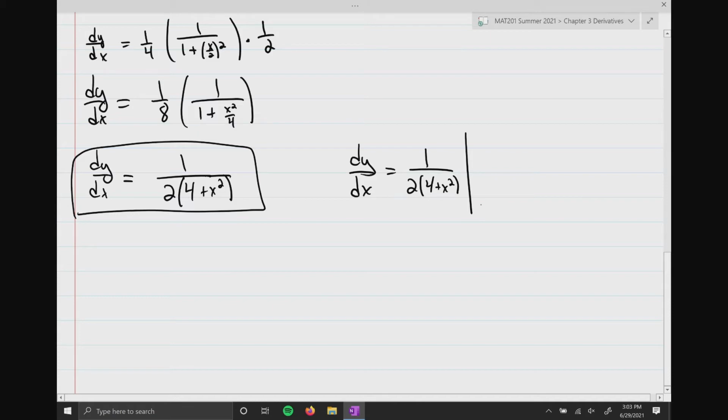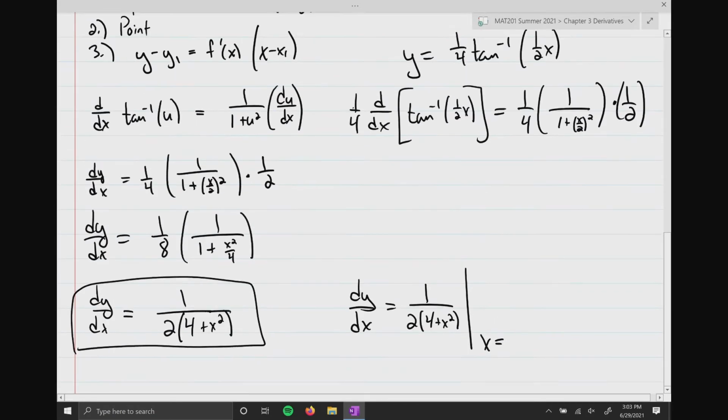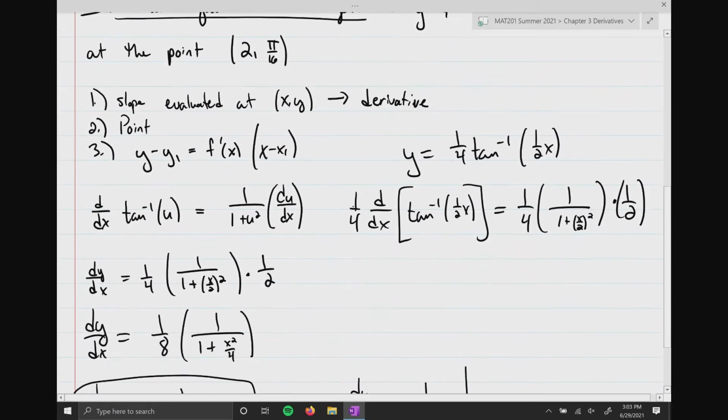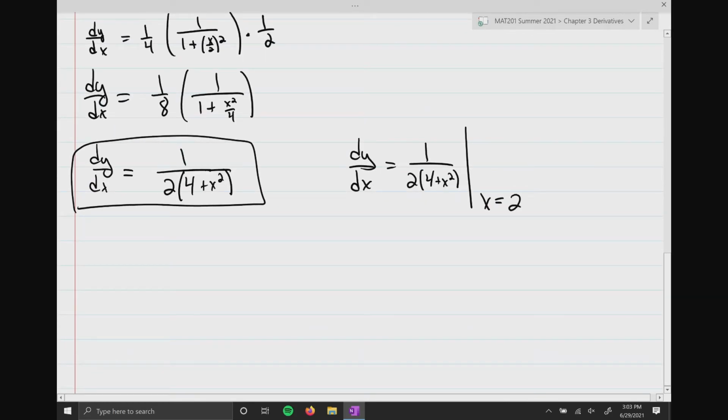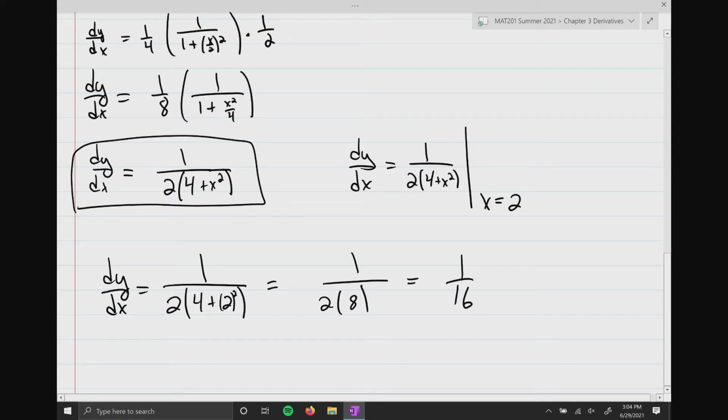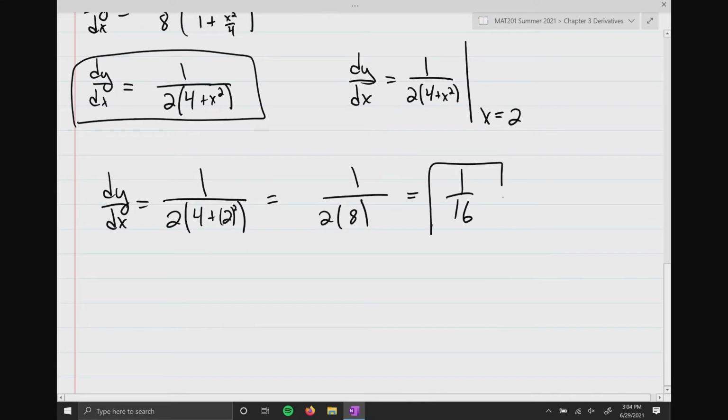Evaluate this at x equals, what was my point again? 2 comma pi over 16. So I'm going to evaluate this at x equals 2. So when I evaluate this at x equals 2, I get dy dx equals 1 over 2 times 4 plus the quantity 2 squared, which is 1 over 2 times, well, 2 squared is 4, 4 plus 4 is 8. So this is 1/16. So I know what my slope is of my tangent line, 1 over 16.